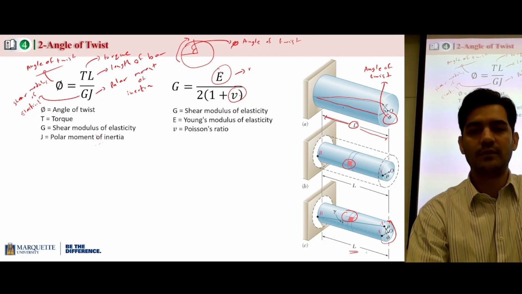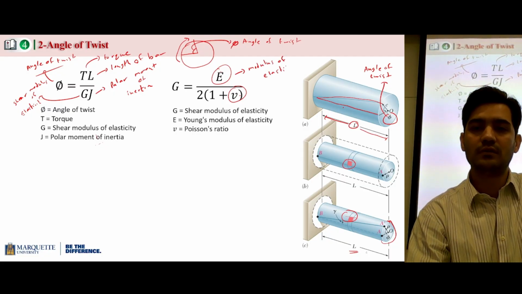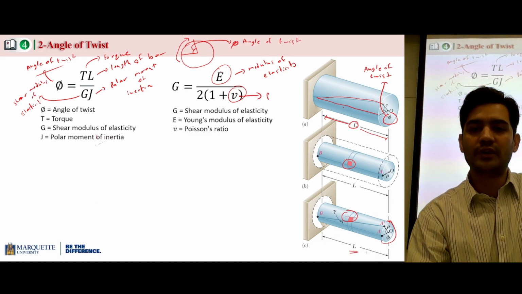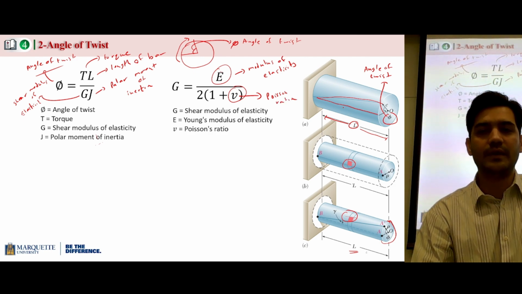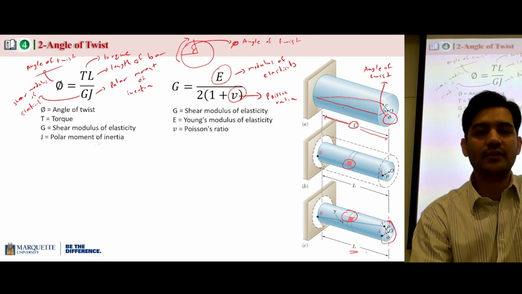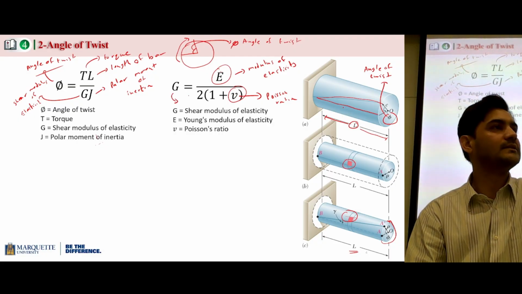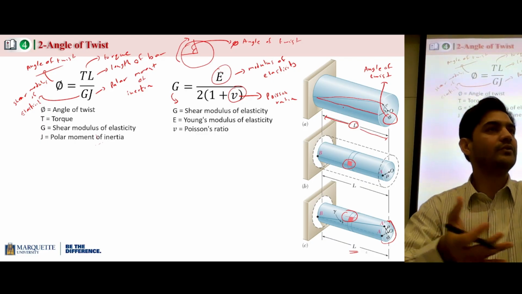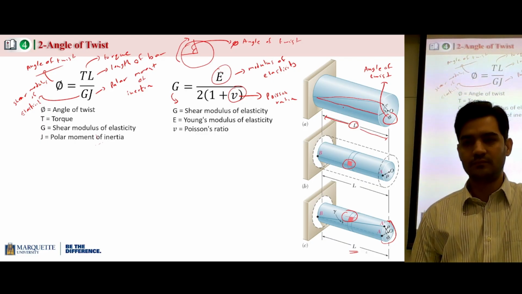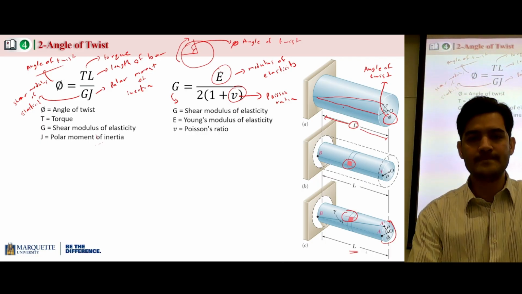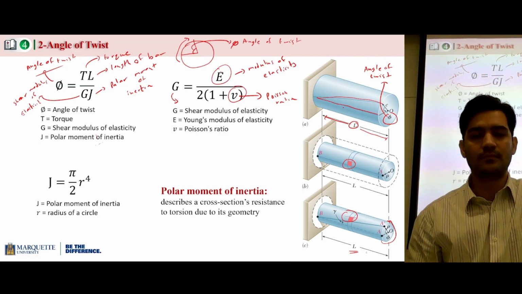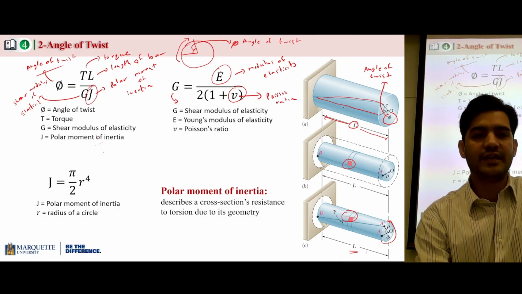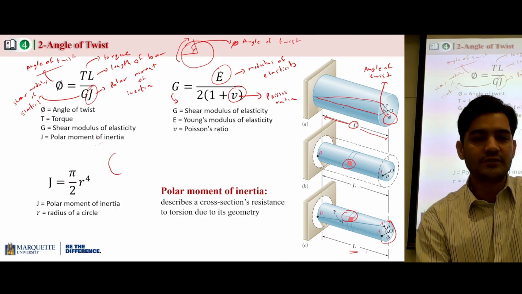So this is modulus of elasticity, or elastic modulus, or Young's modulus of elasticity. This is Poisson ratio, which we have calculated in chapter 3. So if you know these values, you can also calculate shear modulus of elasticity. So that's how you can calculate the angle of twist. And this J is polar moment of inertia. And this equation is for circular cylinders.